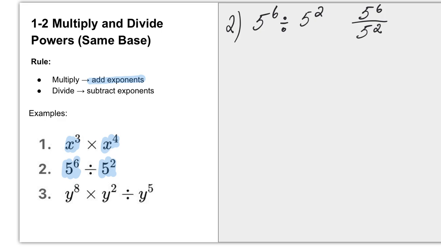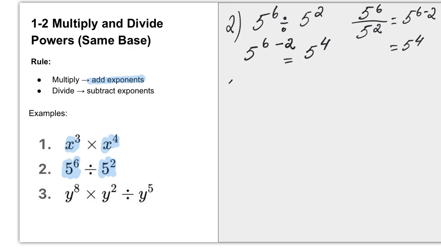For this particular one, we already know that a fraction means division. So it says to subtract the exponents. That means I have 6 minus 2, and that should equal 5 raised to the 4th power. We're going to try and understand why we are subtracting. Same thing here: 5 raised to the 6th power minus 2, and this will equal 5 raised to the 4th power.